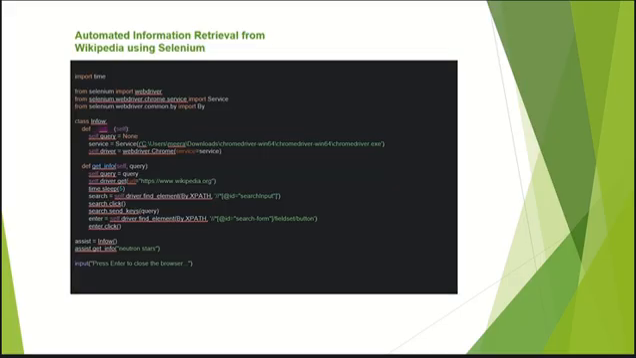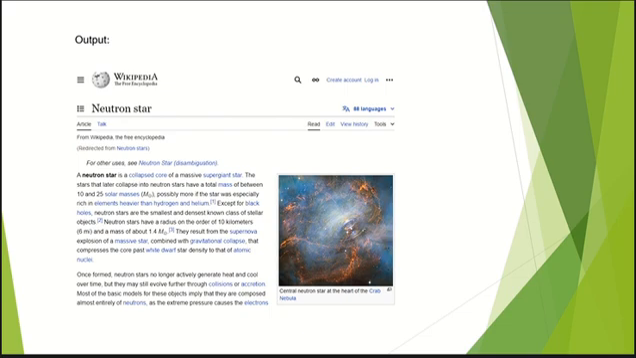Now we are showing you the code which is used to retrieve data from Wikipedia. So this Selenium is used to retrieve data from Wikipedia and display the data on the virtual assistant. So here we are requesting data from Wikipedia. So it is showing us the output like this.